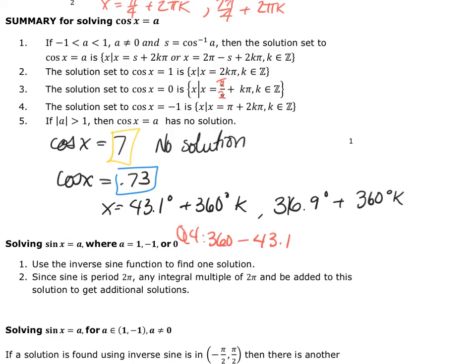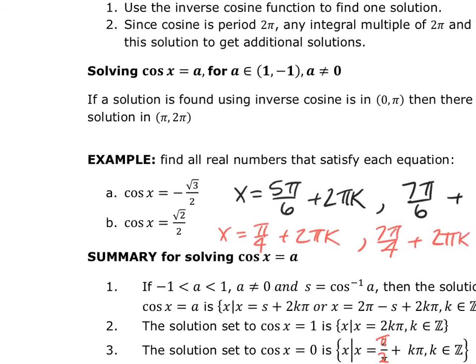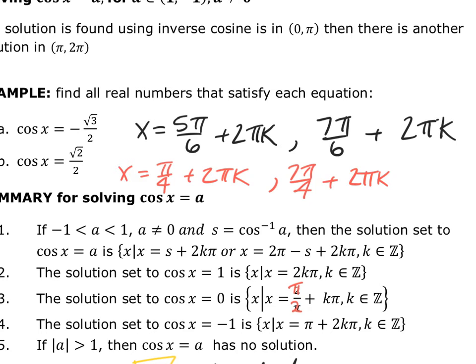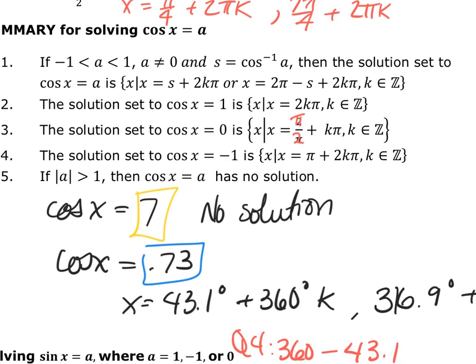Now, when we did these, if you put this in your calculator in degrees and you do the cosine inverse of square root of 2 over 2, it's only going to give you the 45. It is not going to get you the 315. Does that make sense? Okay. Did that answer your question? Okay.